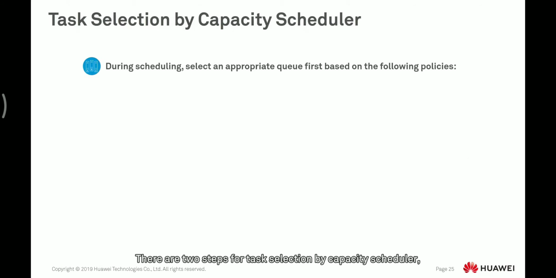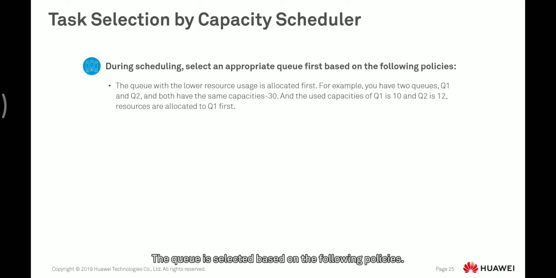There are two steps for task selection by the capacity scheduler. The capacity scheduler selects an appropriate queue first and then selects a task from the queue. The queue is selected based on the following policies. The queue with the lower resource usage is allocated first.